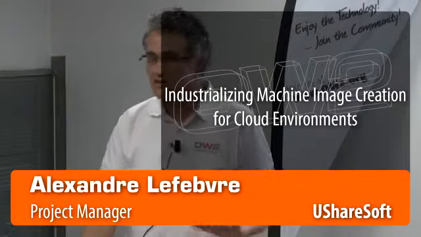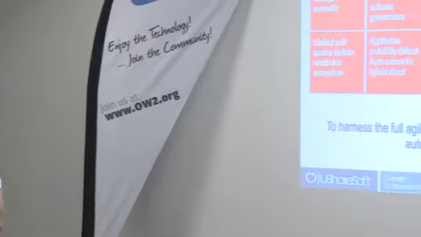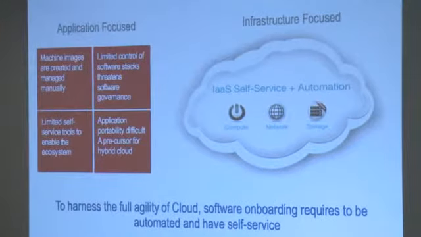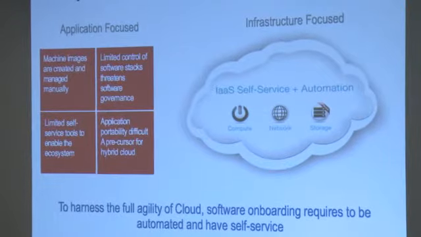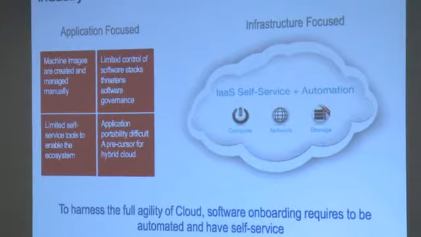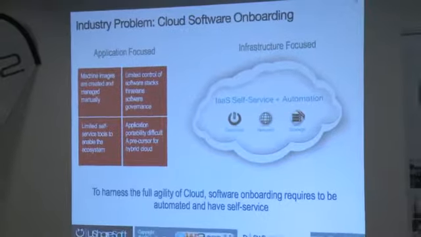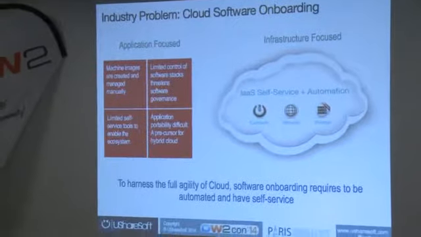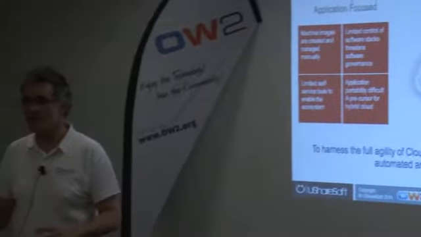So what's the actual industry problem we're trying to solve? In terms of cloud software onboarding, so we're looking at the software side, not the actual infrastructure side. On the software side, often the way people create their images, or the content of their images, is that these machine images are managed manually. So they are created manually. Usually people have some level of orchestration and self-service at the level of the infrastructure. However, for the content of the machine images, for the content of the application, it's all very manual today.